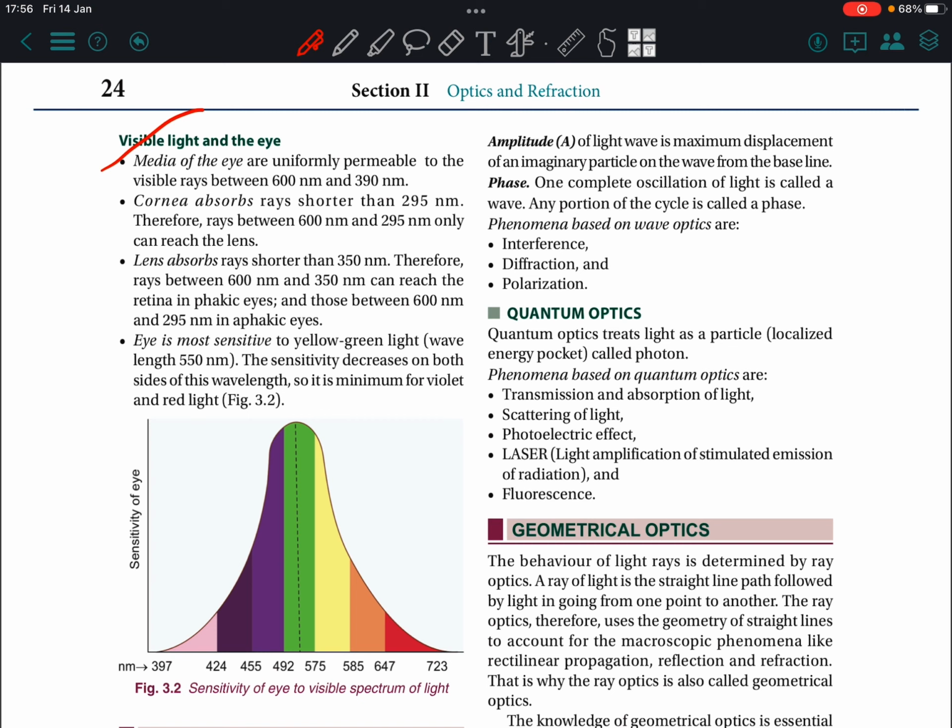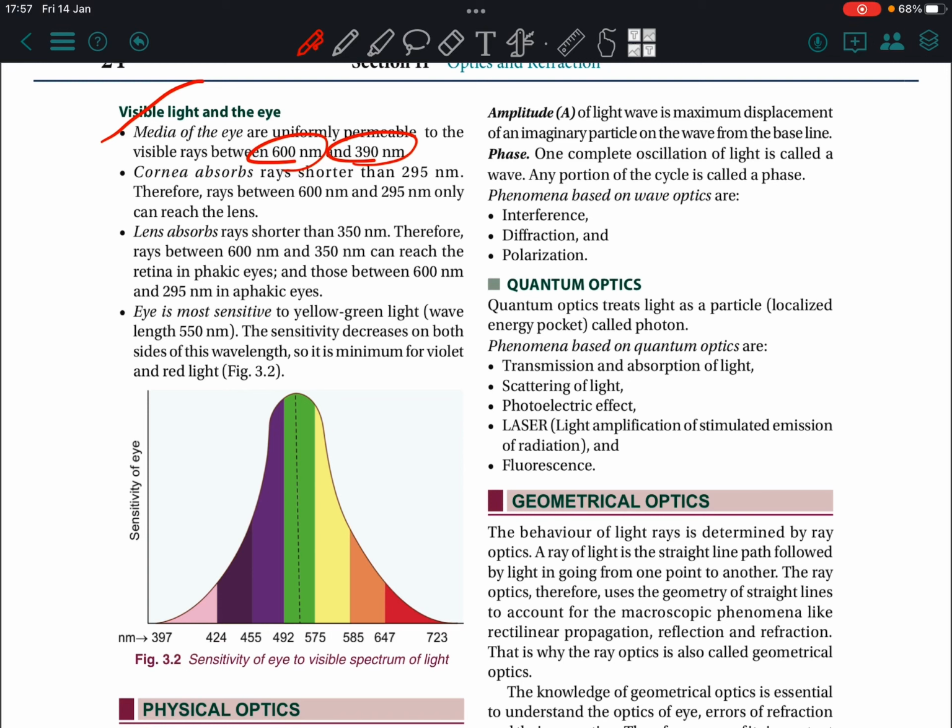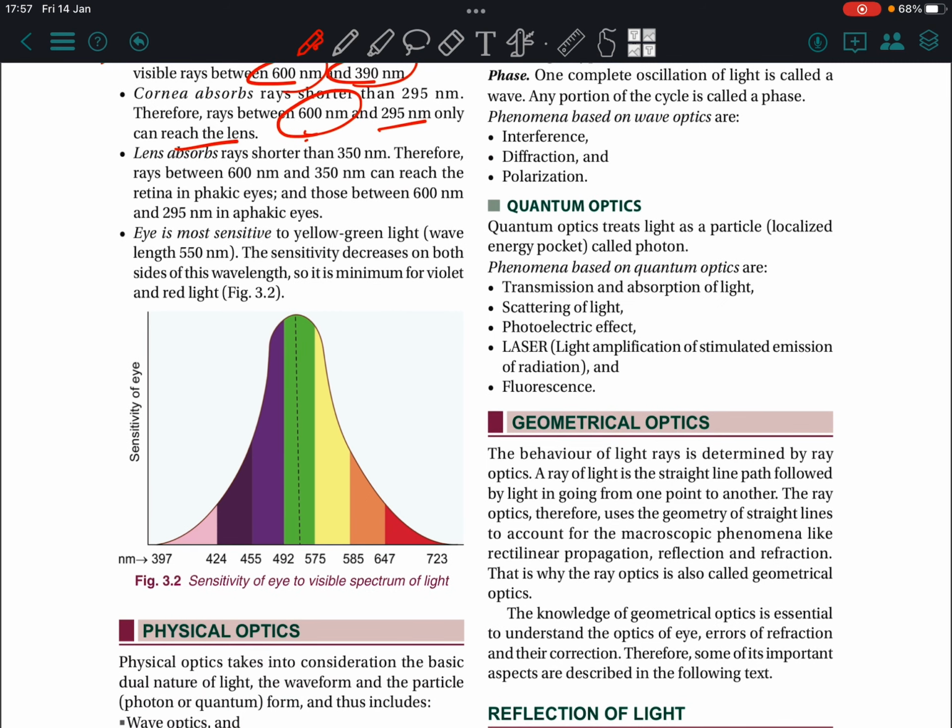Visible light and eye: media of the eye are uniformly permeable to visible rays between 600 nanometer and 390 nanometer. Cornea absorbs rays shorter than 295 nanometer, therefore rays between 600 nanometer and 295 nanometer only reach the eyes. It's an important point: the lens absorbs rays shorter than 350 nanometer, therefore rays between 600 nanometer and 350 nanometer can reach the retina in phakic eyes. Those between 600 and 295 in aphakic eyes.